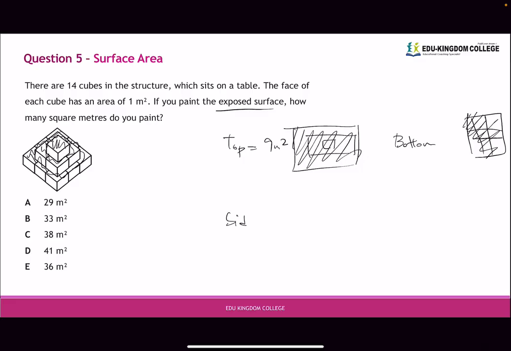Now the sides are a kind of pyramid shape. So we see this kind of structure going on with our sides. We have 6 blocks in our sides, but we've got 4 of them. So we have 6 times 4 equals 24 meters squared. So 24 plus 9 equals 33. So our answer should be B.